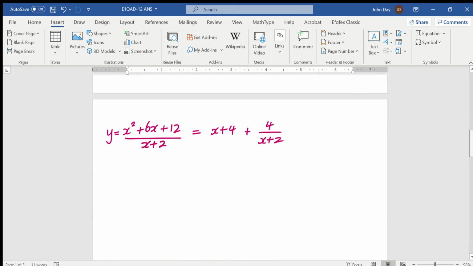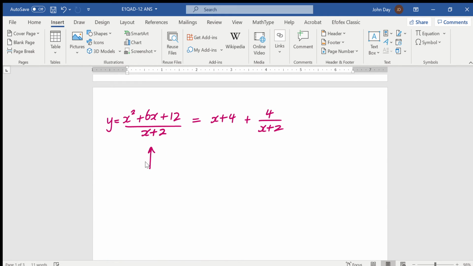Well, it's easy to see from the original equation that x cannot be minus 2, which means we're going to get a vertical asymptote at x equals minus 2.